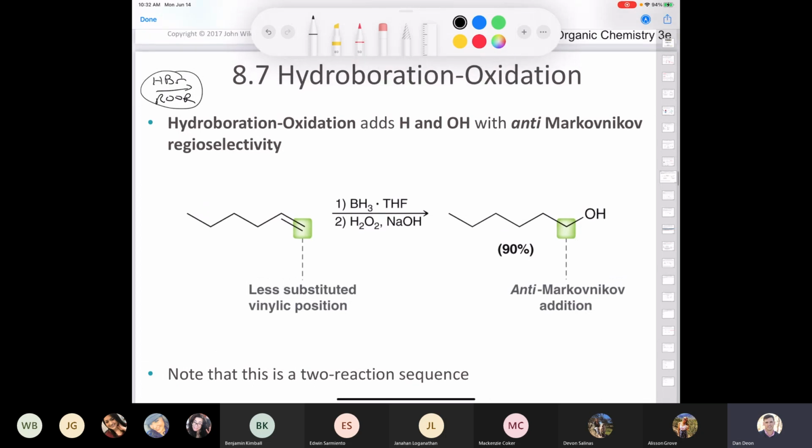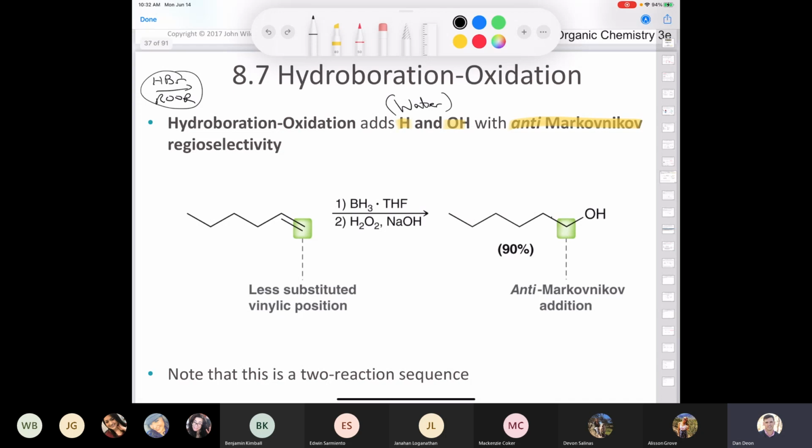But if we want to add water in an anti-Markovnikov fashion, we do something called hydroboration oxidation. So here's our alkene. This is the richer carbon. So instead of taking the hydrogen, that's the one that's going to take the hydroxyl. This carbon was poorer in hydrogen, so it's the one that's going to take the hydrogen.